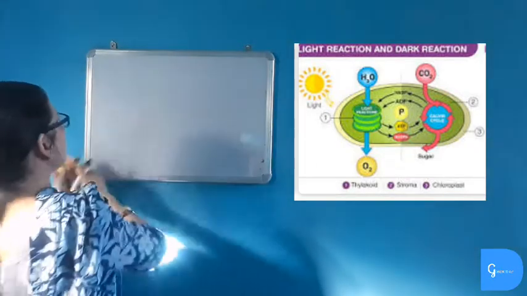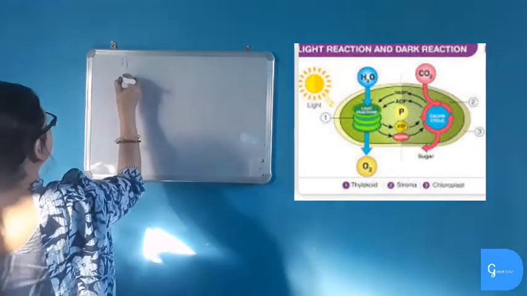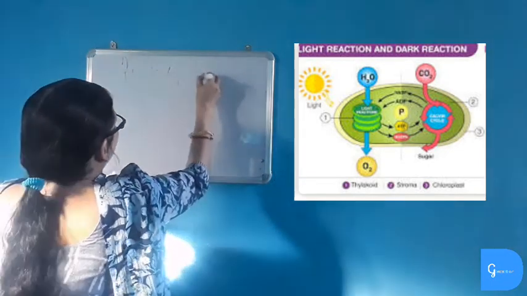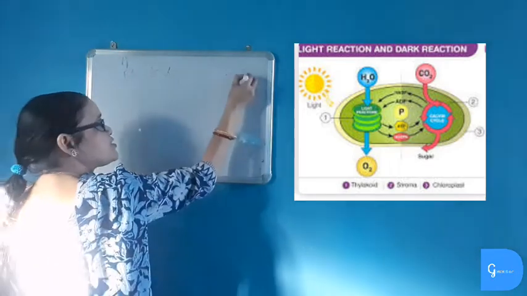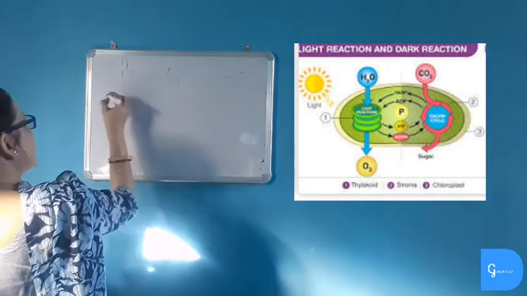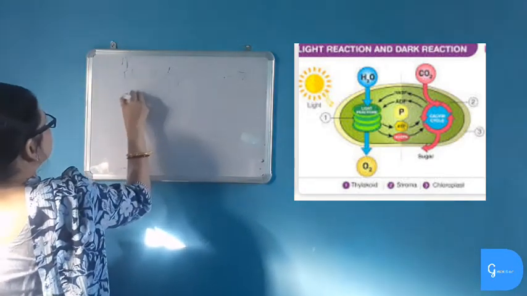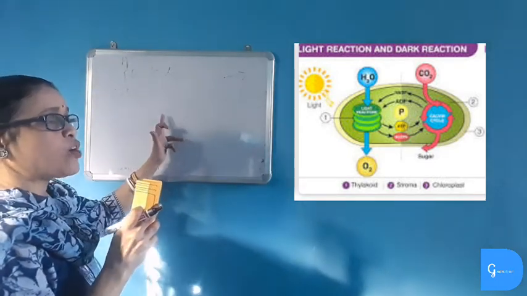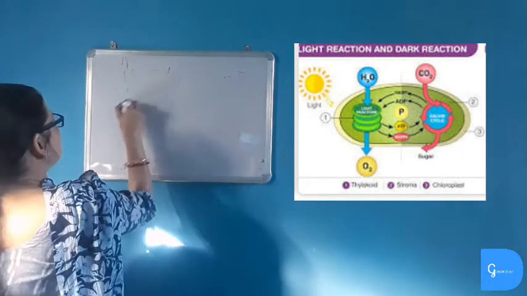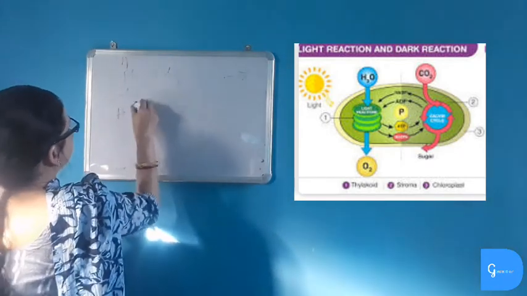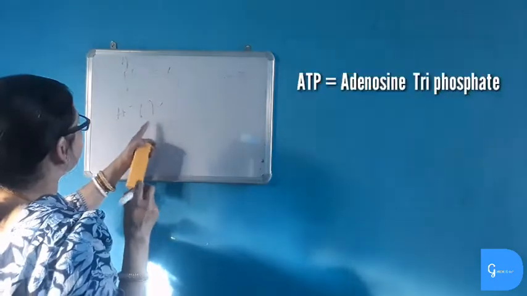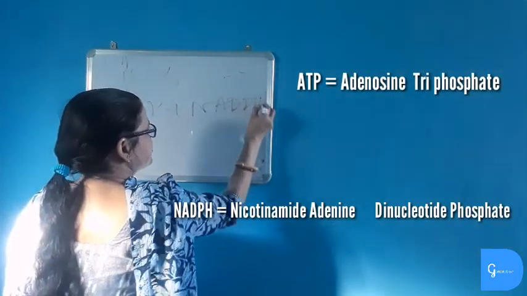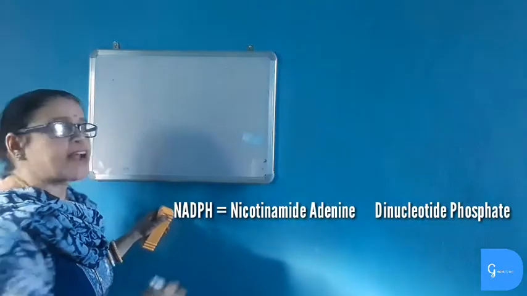In light reaction, what events take place? In light reaction, photolysis takes place. Photolysis means breaking of water. Photolysis takes place and oxygen is released through stomata, and the solar energy is trapped by chlorophyll to form chemical energy. Chemical energy means solar energy is converted into ATP, adenosine triphosphate, plus NADPH.